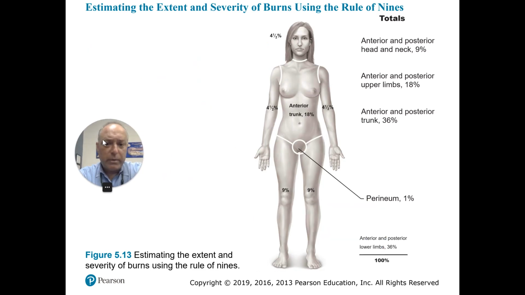Okay, so here we go. So we've got sections of nines, legs are each 9. This is the front of the legs is 9, the back of the legs is 9, the perineum is 1. The trunk here is 18. The arms collectively are 9.